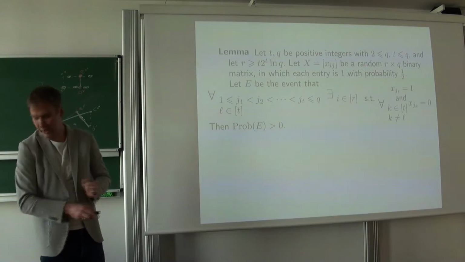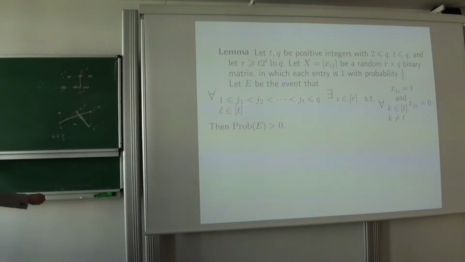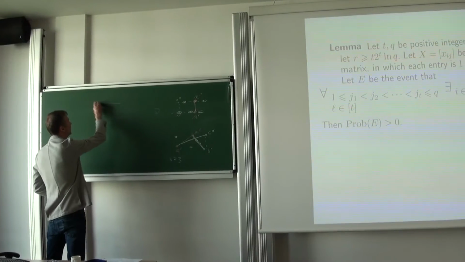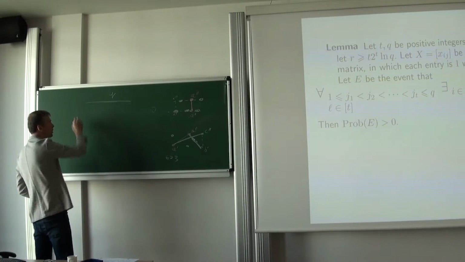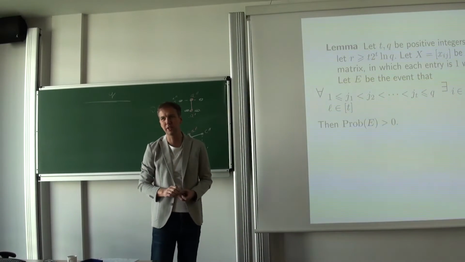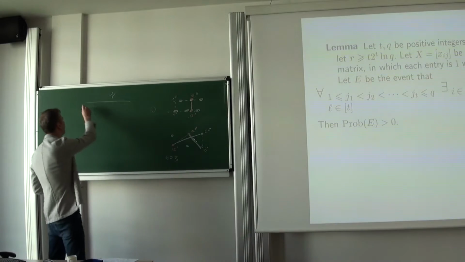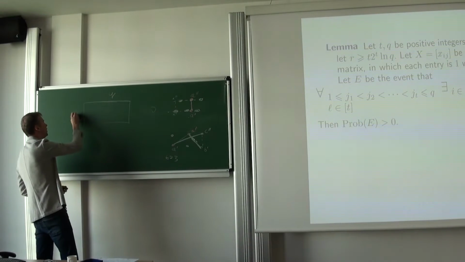So you have q columns. And now the number of rows is logarithmic in q. I would like to see t as a constant here. So my vision is that the number of rows is not so large. It's logarithmic in q times some function of t.